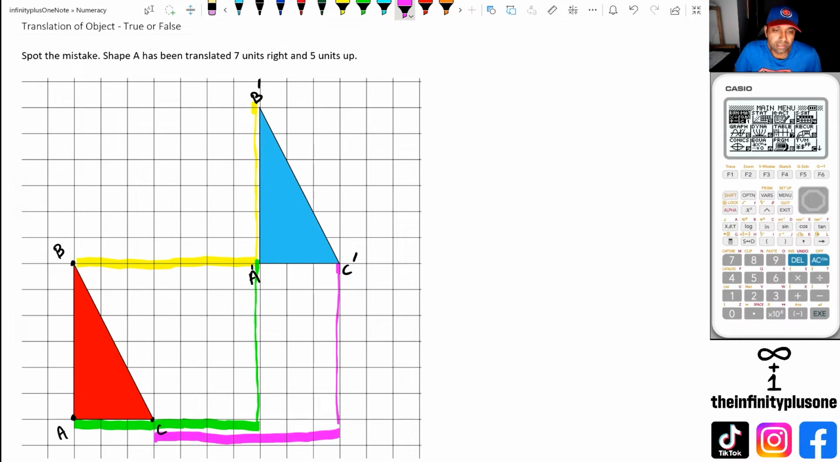So as you can see, this particular question, the shape is actually translated 7 units right. And it's actually shifted 6 units up. So the statement is actually incorrect. It's not been shifted 5 units up. So it's just something that you need to keep an eye on. Let's have a look at another question.